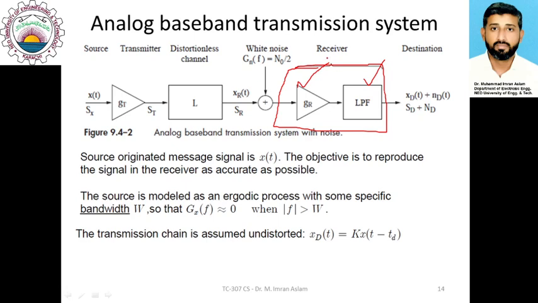So eventually, as I previously mentioned, after adding noise and passing through the receiver at the destination side, you would be getting two parts of the signal. One is dependent on the signal xdt, and second is the noise component. So the power at the output side is actually comprised of two powers. One is the signal power, second is the noise power.